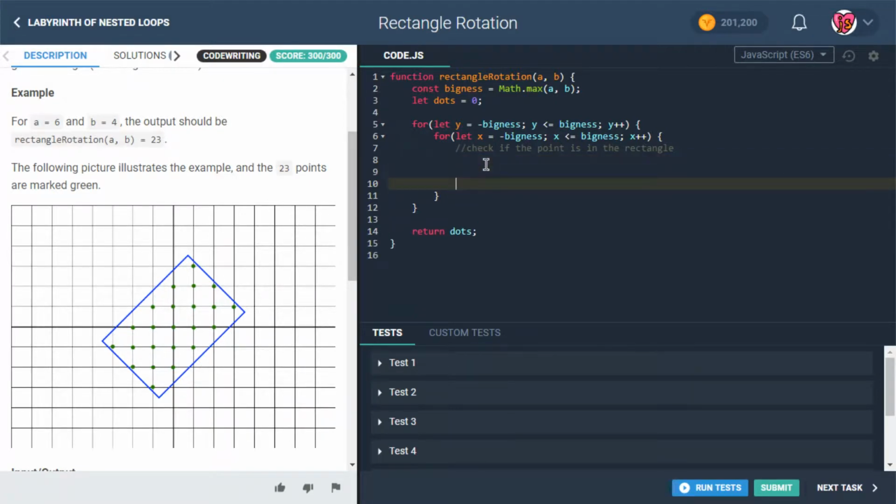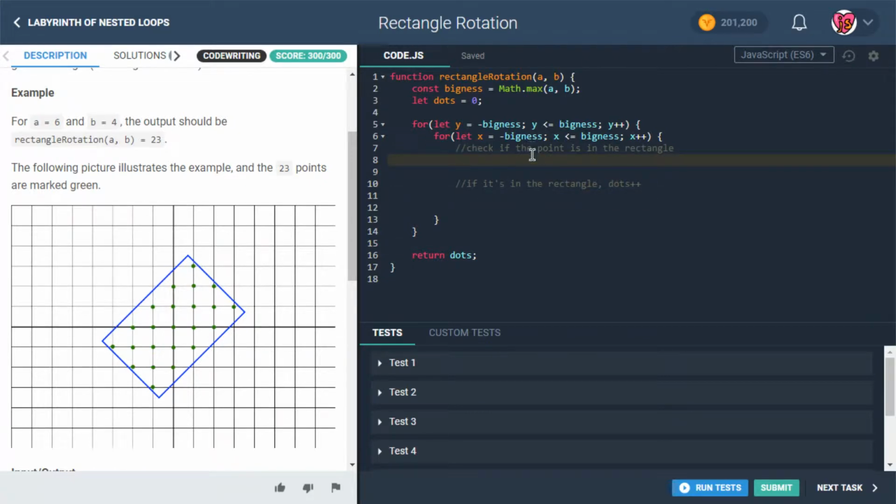And by the way, we should probably also mention this. If it's in the rectangle, dots plus plus. We're just going to add on 1 to this thing. And that's going to be it in terms of what we're going to do with dots, right? It's going to start at 0. We're going to plus plus it every time it's in the rectangle. And yeah, we'll just return that number at the end. So we don't really need to worry too much about it. It's not like we're going to be performing any other operations, calculations, or formulas on it.